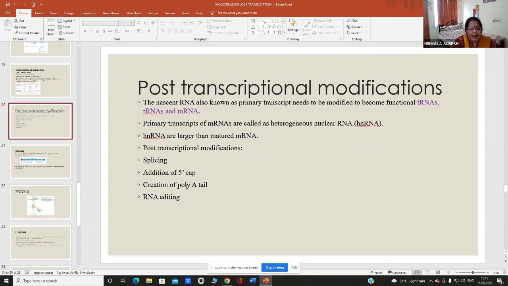Splicing. Addition of 5-methyl guanine triphosphate, 5-MGPP, we have to tell them. 5M, 5 for 5, M for methyl guanine triphosphate, polyadenylation tail or polyadenylate residues, RNA editing.